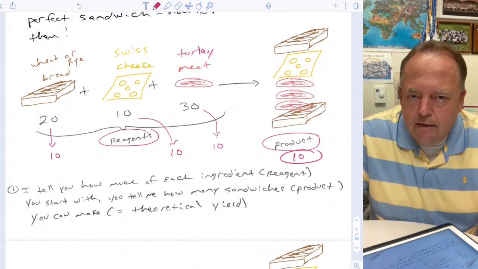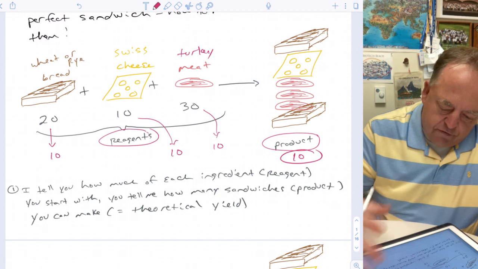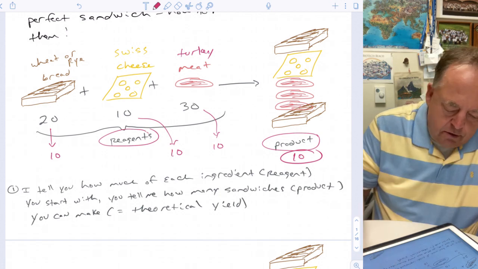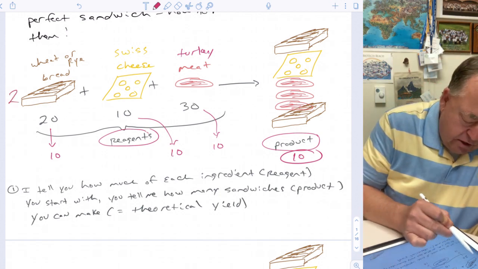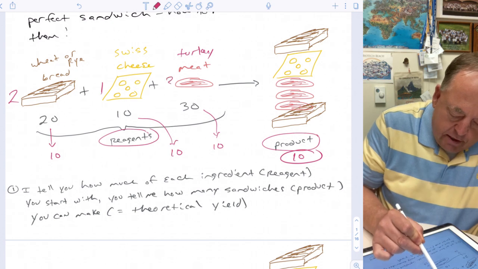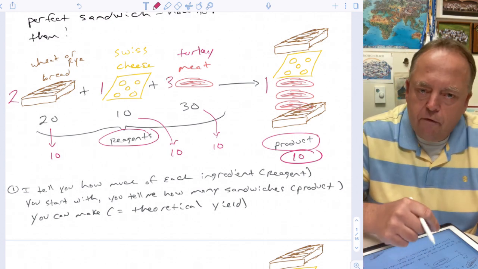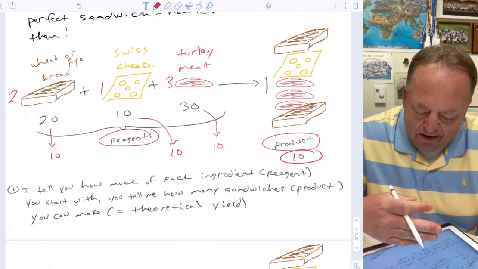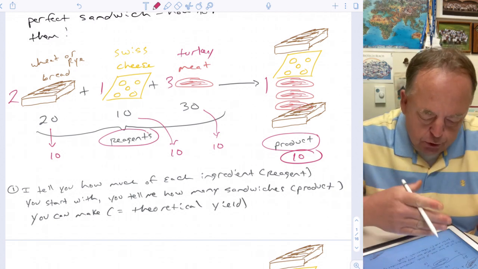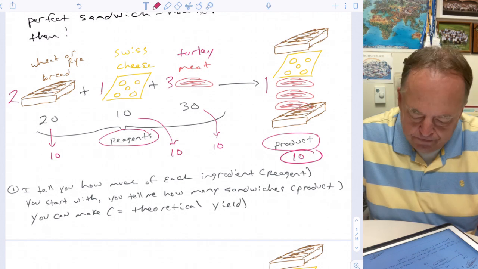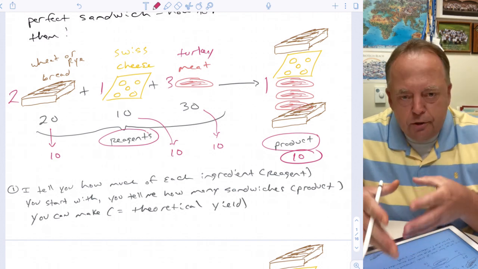If you can do that, you just did stoichiometry. If this was a chemical equation, it would look like we need 2 of these and 1 of these and 3 of these to make 1 of those, right? Those coefficients are ratios, and it always has to be in this ratio. It has to be a 2 to 1 to 3 to 1 ratio to make this particular sandwich.